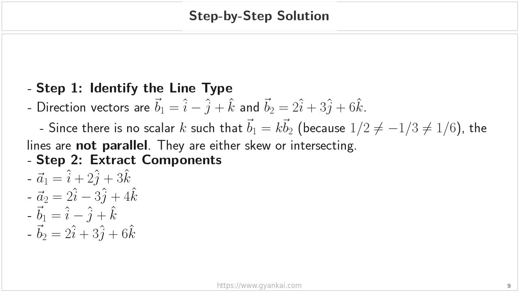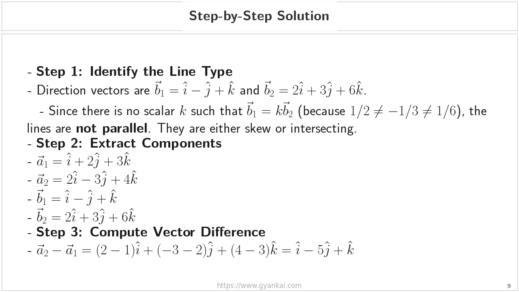For the first line, vector A1 is i plus 2j plus 3k, and its direction, vector B1, is i minus j plus k. For the second line, vector A2 is 2i minus 3j plus 4k, and its direction, vector B2, is 2i plus 3j plus 6k. Having these clearly listed is vital for the next steps.